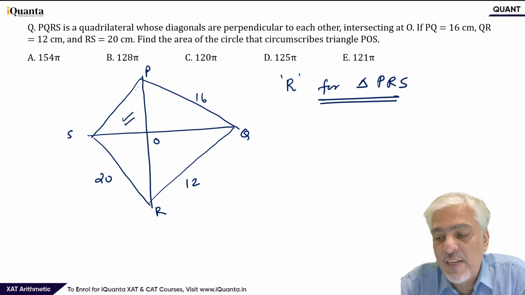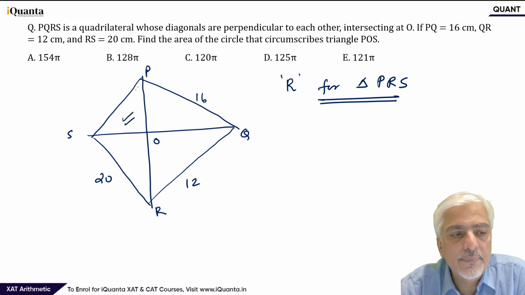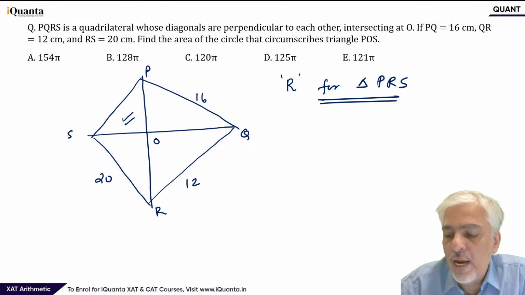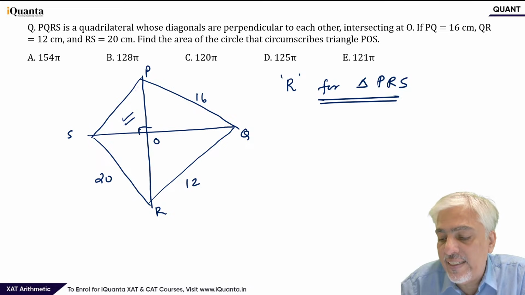Okay, what is the property we will have? So only one person I think has given the right answer. What is the property you have when the diagonals meet at 90 degrees?